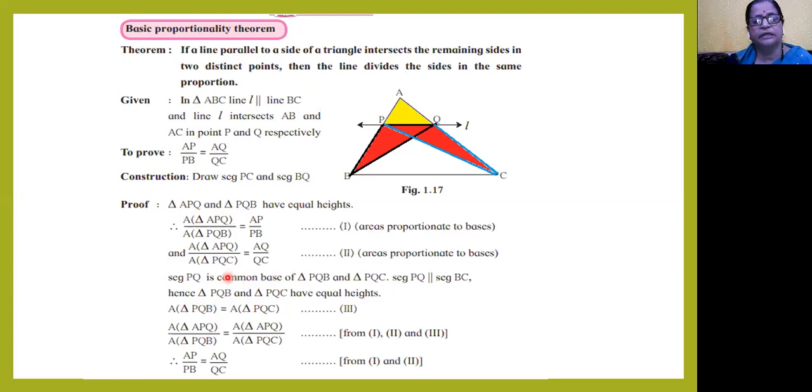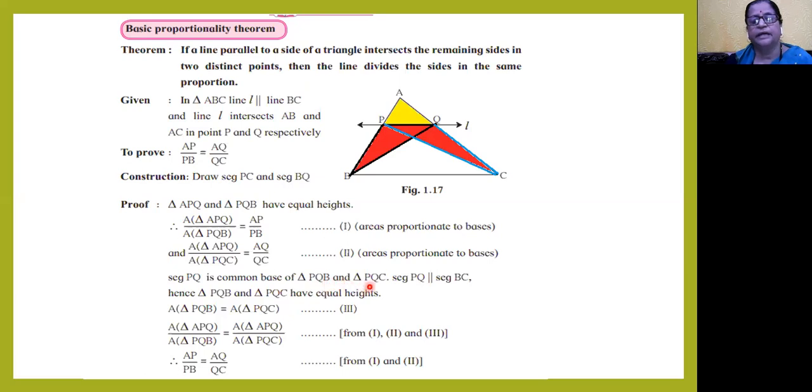In another comparison, we take triangle APQ and our next triangle, PQC. In these two triangles we get AQ divided by QC, because from P we draw the height, then the height will be the same for both triangles, so the area is proportionate to the base. Segment PQ is common.